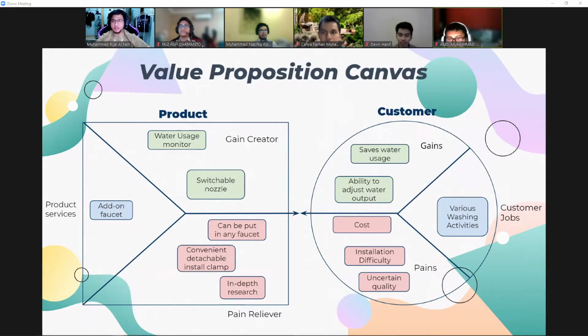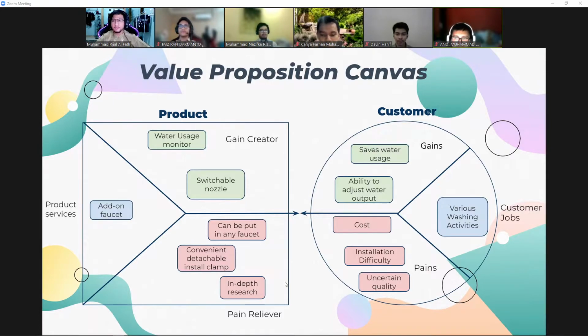The product and services, which is the add-on faucet, relates to the customer jobs, which are various washing activities such as washing dishes, showering your pets, watering the garden, and so on. The pain relievers of the product, which can be put on any faucet, a convenient detachable clamp, and in-depth research, can overcome the pains of the customer, which are the costs, the installation difficulty, and the uncertain quality. The gain creators, which are the water usage monitor and switchable nozzle, can bring gains for the customer, such as saving water usage and the ability to adjust the output of the water.